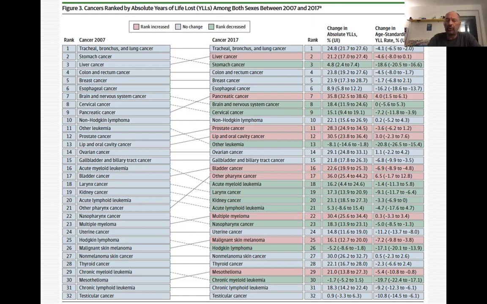Maybe among the most important changes, there is pancreatic cancer that goes from the 9th to the 7th position, and that's because the cure for pancreatic cancer is still completely missing. So while some cancers, like brain cancer and cervical cancer, are going a little bit down, pancreatic cancer is going up because you have no cure for pancreatic cancer.